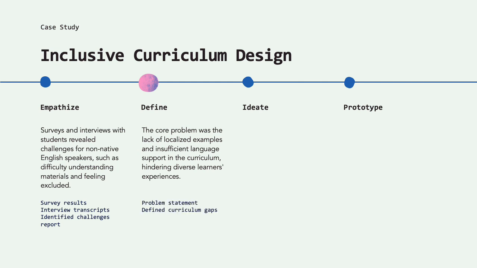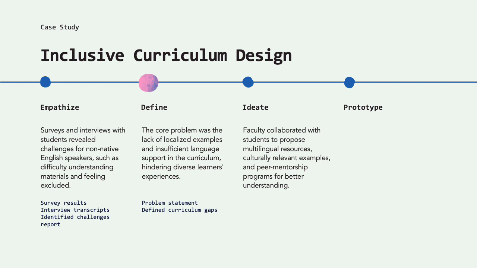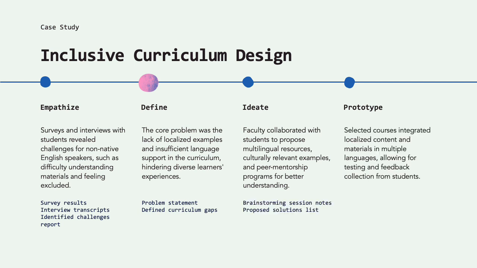So we defined the curriculum gaps and we had the problem statement in front of us. In the ideate stage, the faculty collaborated with students to propose multilingual resources, culturally relevant examples, and peer mentorship programs for better understanding. In the prototype and test stage, selected courses integrated localized content and materials in multiple languages, allowing for testing and feedback collection from students. So by the end of it, we had revised course materials, a feedback collection framework, and an inclusive curriculum design via the process of design thinking.